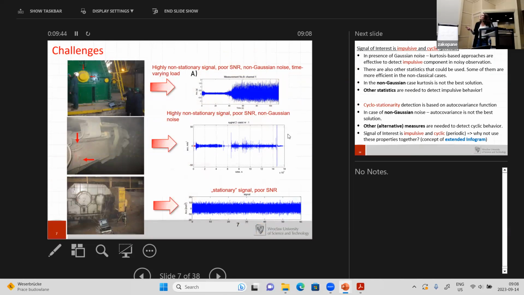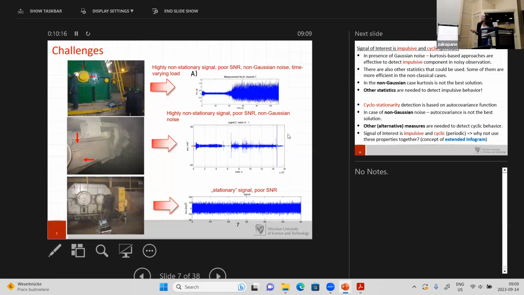So here you see exemplary signals, and you see very specific behavior. For instance, for the first one, we see a non-stationary signal, so the characteristics of the signal change along the time. This is visible here. Poor signal-to-noise ratio, meaning that actually you cannot see here the cyclic impulses because they are hidden in the noise. Of course, some maybe non-Gaussian behavior, and of course, time-varying characteristics of the signal.